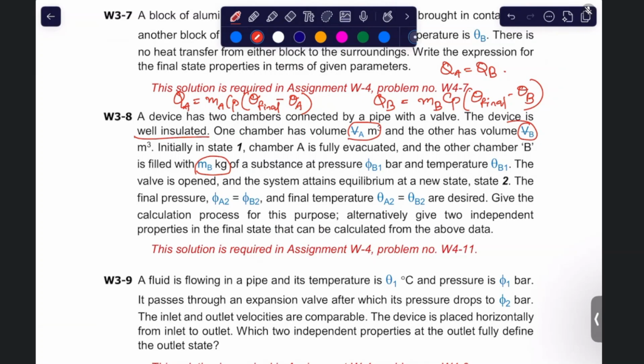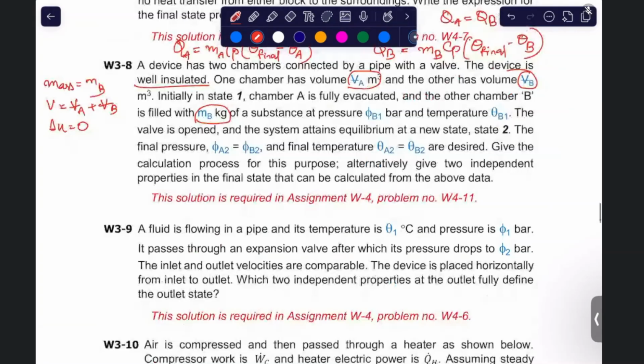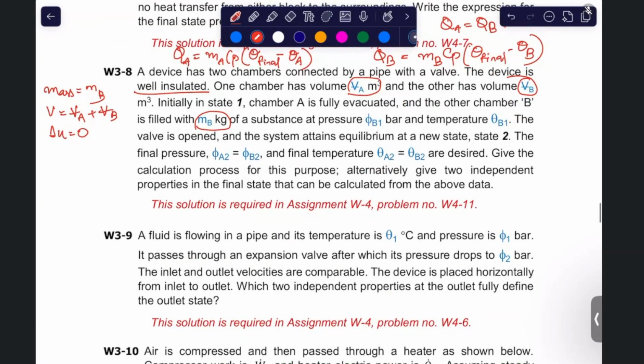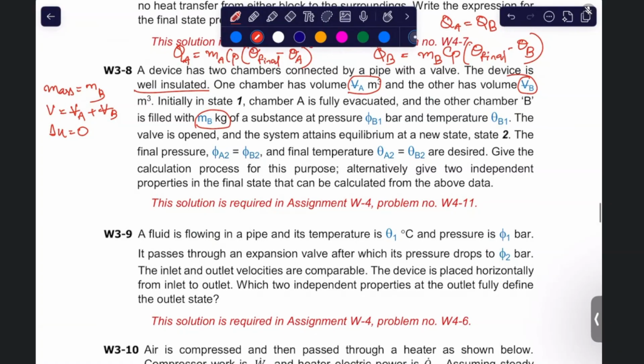So energy conservation, if we are considering a well insulated chamber and no work is done, then delta U equal to 0. So mass equal to MB, V equal to VA plus VB, and delta U equal to 0. Final state, final pressure p2 and temperature theta 2 must be found using U final equal to U initial.